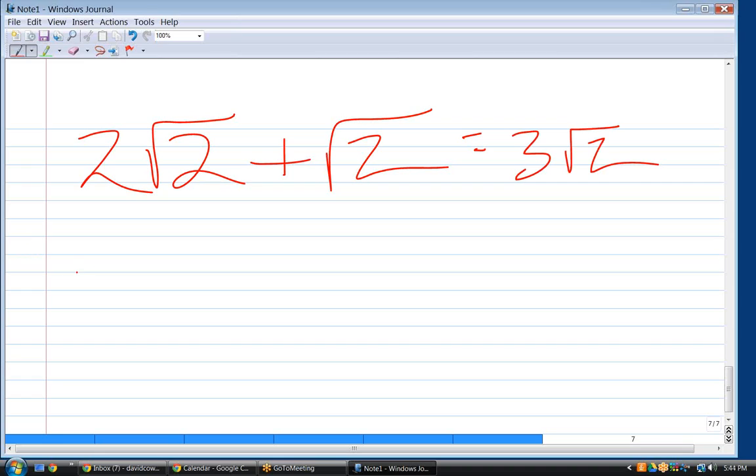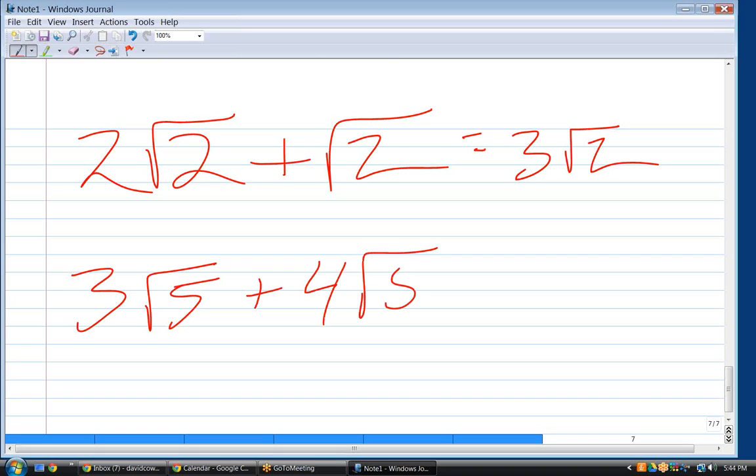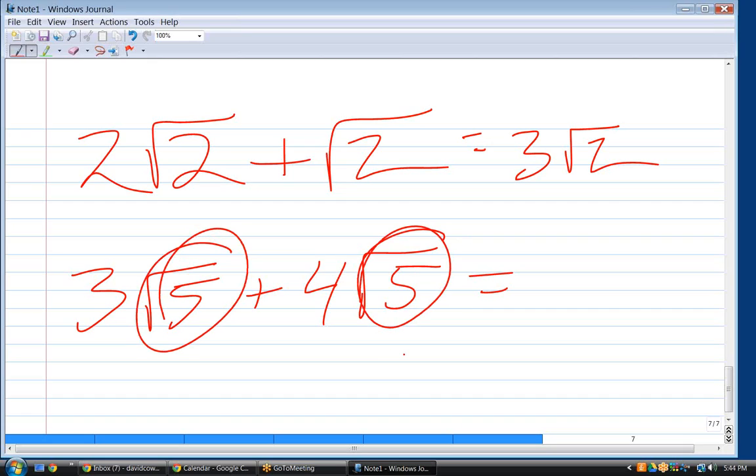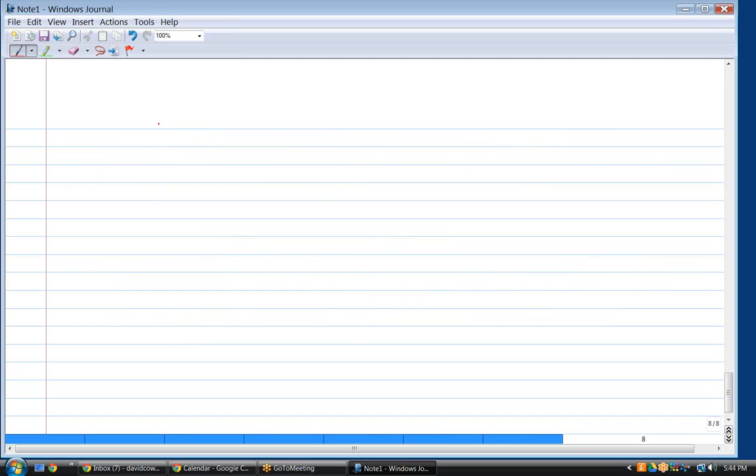If I had this, what's that equal to? I got 3 oranges and 4 oranges. How many oranges do I have? 7. And the orange is square root of 5. Okay, you got another problem? Hold on, let me go back and do one more, just so you're clear.